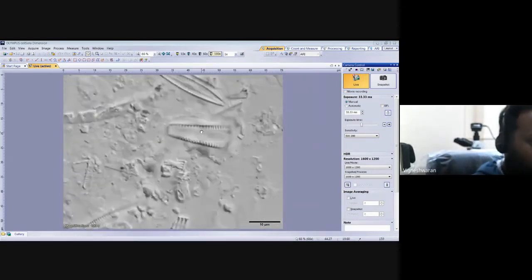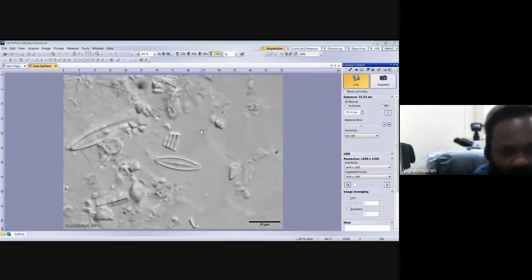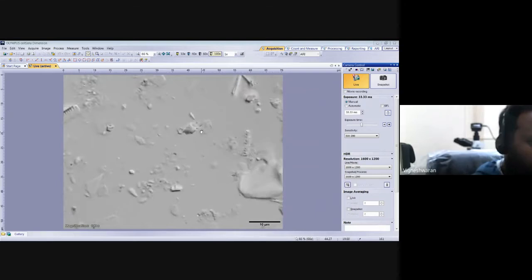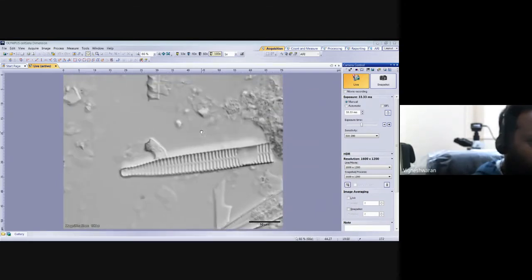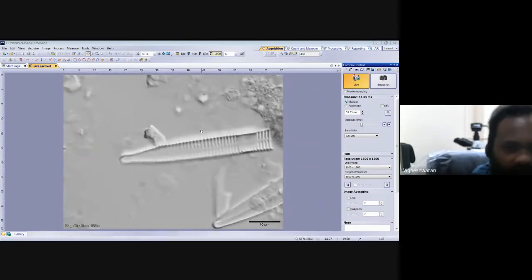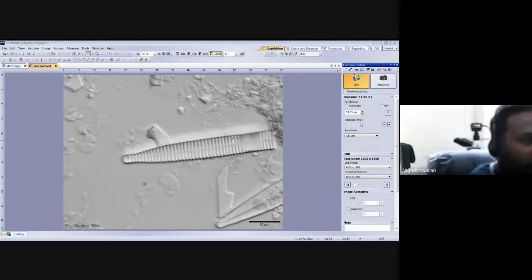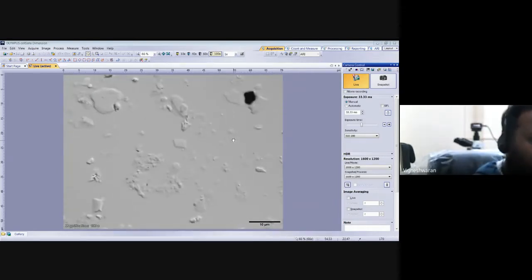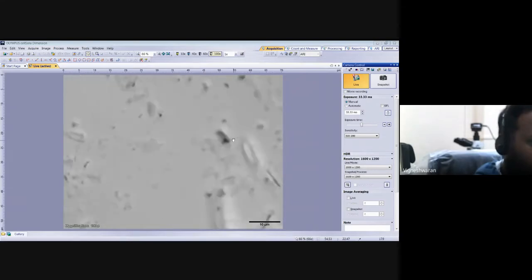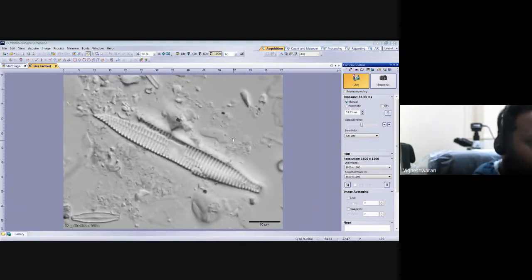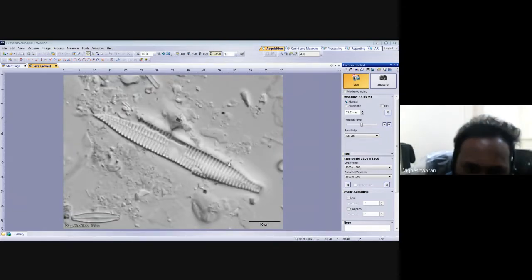So we will see another different species. See, this is one symmetrical biraphid. And here we have some broken wall of an araphid. There is no raphe in this. Only striae are there. We'll see a better one. See here. So it is broken, but still we can see the characteristics.